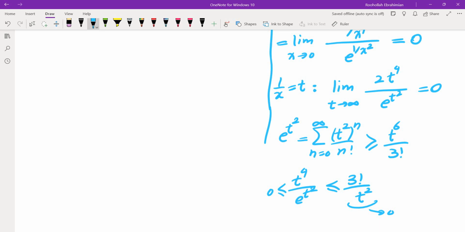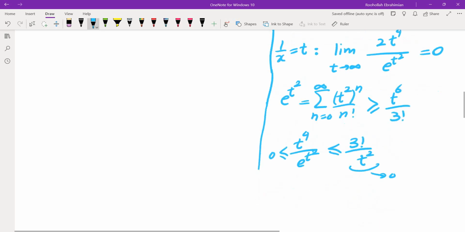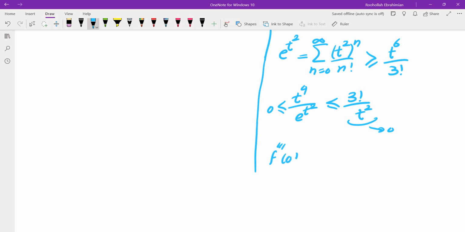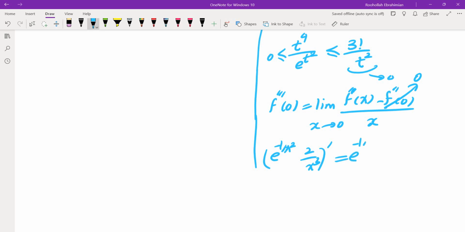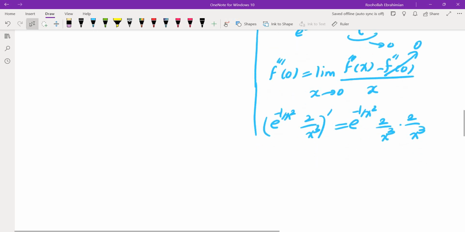Okay, so let's see if we can build the same strategy to show that the next one is also 0. So now if you want to find f triple prime of 0, you'll have to do the same thing: the limit as x approaches 0 of f double prime of x minus f double prime of 0 divided by x. We know f double prime of 0 is 0 because we just showed it. We need a formula for f double prime of x. You take the previous one, which was e to the power of negative 1 over x squared times 2 over x cubed, and then you differentiate that. You have to use product rule, and it becomes quite messy. It becomes more and more complicated when you do the next derivatives.